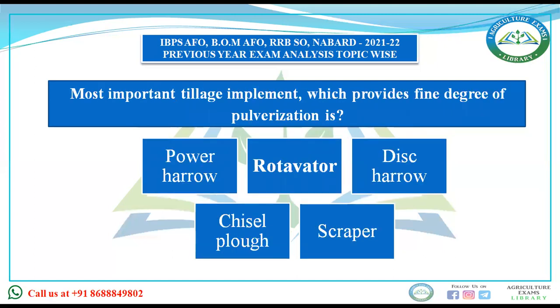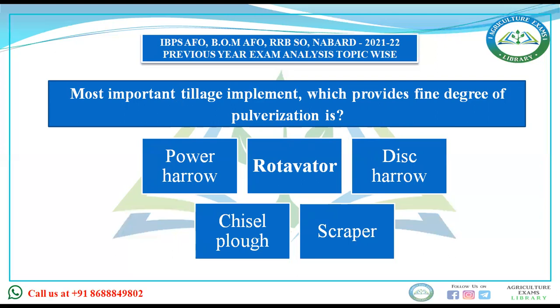So a tractor and power harrow field capacity is 1.5 hectare per day. And next question, most important tillage implement which provides fine degree of pulverization is. So which implement is used for the fine degree of pulverization? That means very small particles. If you see power harrow, in the recent question we discussed that power harrow is a secondary tillage implement.